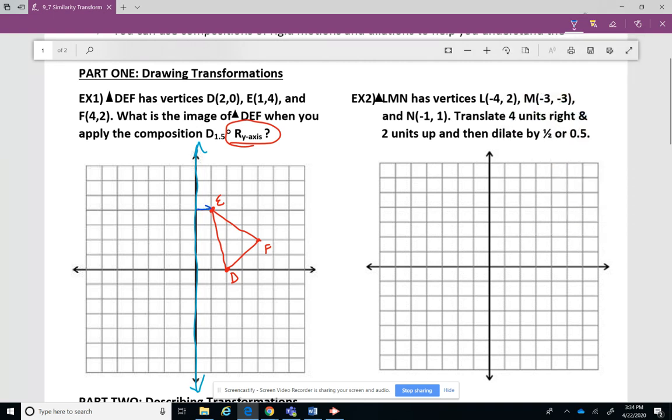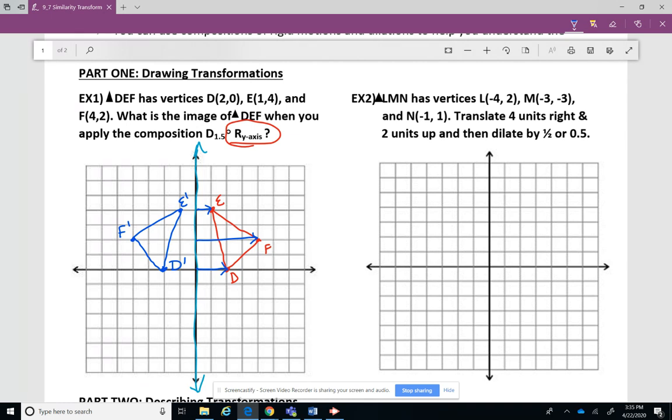E is 1 unit to the right. So E prime will be 1 unit to the left. F is 4 units to the right. So F prime will be 4 units to the left. D is 2 units past the origin, and D prime will be 2 units to the left. So that's D prime. All right, connect your dots. Feel free to pause this at any time. I'm going to try to make better use of your time, okay?